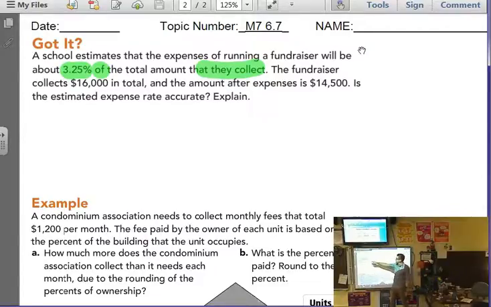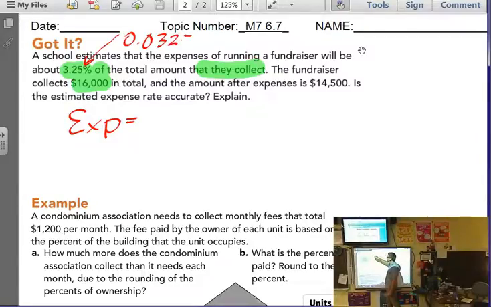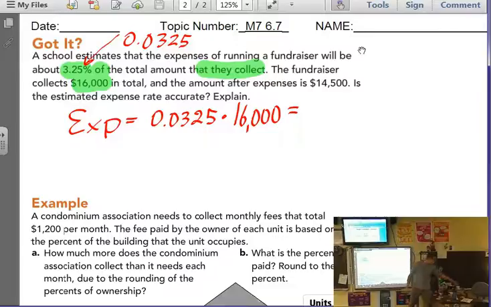So they collect $16,000. If their estimate was true, we could calculate our expenses by saying 3.25%, which would become 0.0325 when I do the percent divide by 100. So 0.0325 times the amount that they made, the 16,000. Awkward decimals, you're more than welcome to use a calculator. If their estimate was true, their expenses would have come out to be $520.